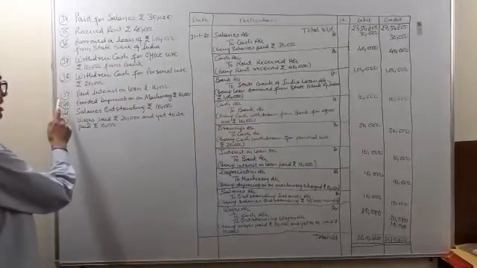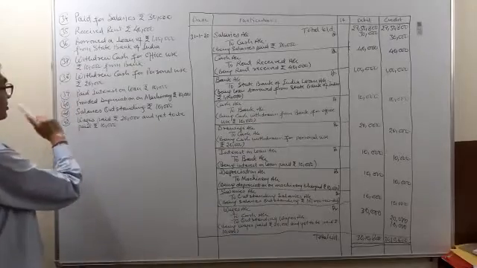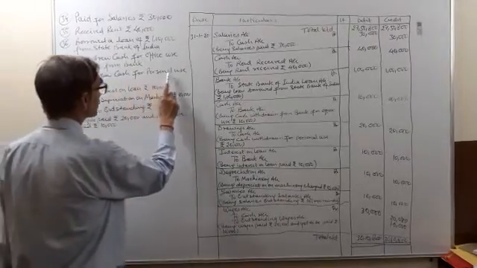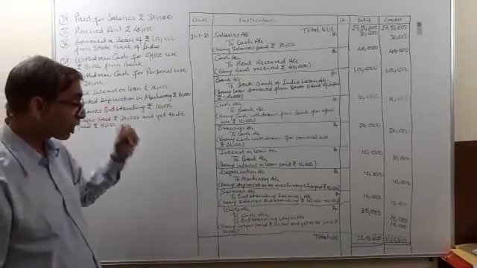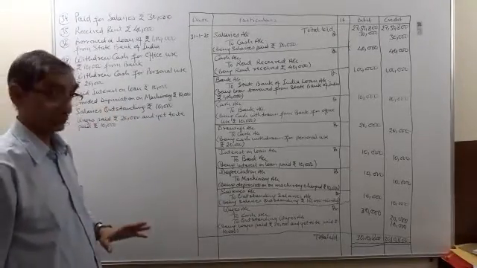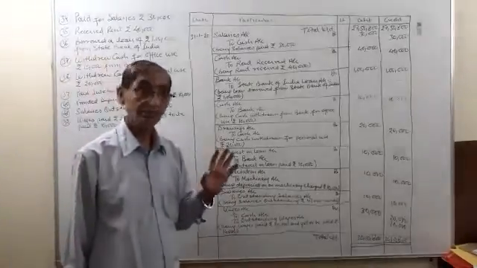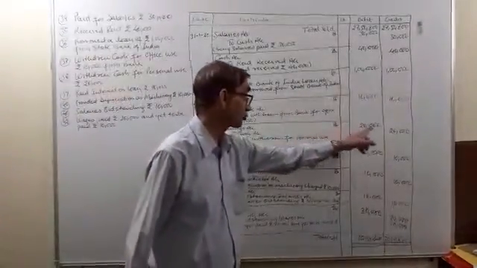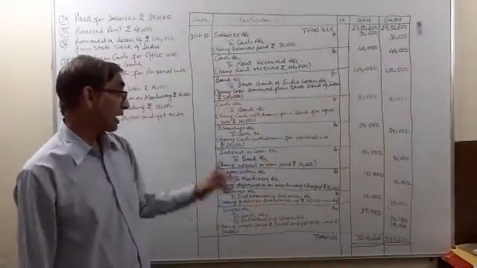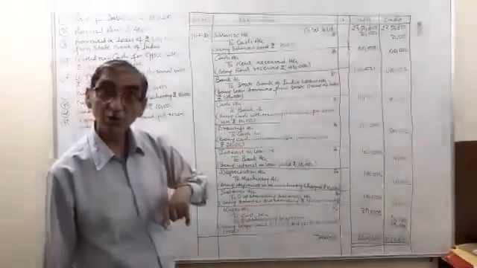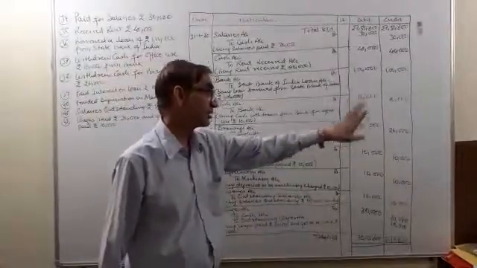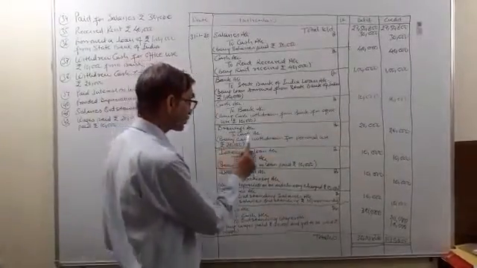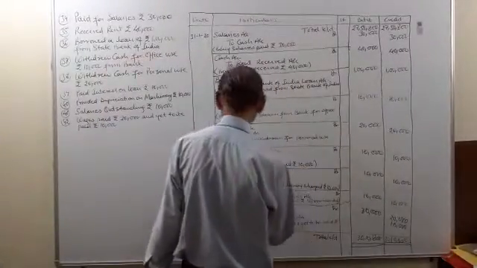Now transaction number 38. Withdrew cash for personal use, rupees 20,000. Now here we are withdrawing cash for personal use. Again it is the drawing. Drawing account will be debited rupees 20,000. And what has been withdrawn? Cash has been withdrawn. So cash account will be credited rupees 20,000. Being cash withdrawn for personal use, rupees 20,000.